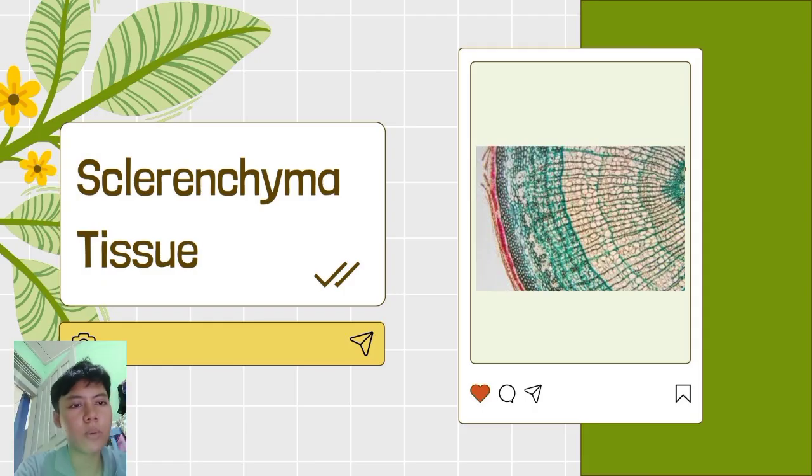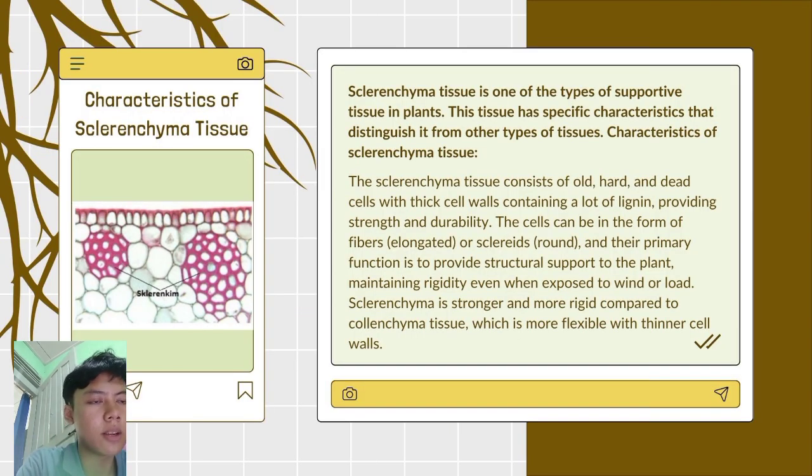Okay, I'm going to explain my material, which is sclerenchyma tissue. The first is characteristics of sclerenchyma tissue. Sclerenchyma tissue is one of the types of supportive tissue in plants. This tissue has specific characteristics that distinguish it from other types of tissues. Sclerenchyma tissue consists of old, hard, and dead cells with thick cell walls containing a lot of lignin, providing strength and durability.